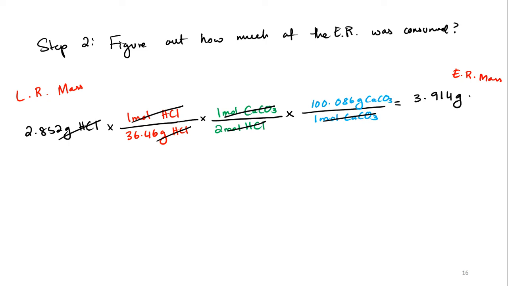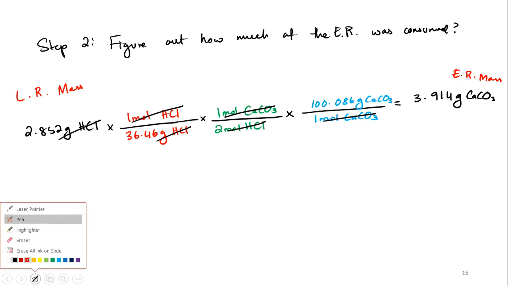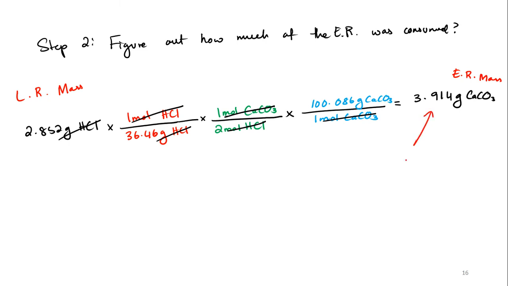So this is grams of calcium carbonate that was actually consumed. So when you react 2.852 grams of HCl out of that total 6.088 grams of calcium carbonate, only 3.914 grams of calcium carbonate is actually used up. This is the amount of excess reactant actually used up.